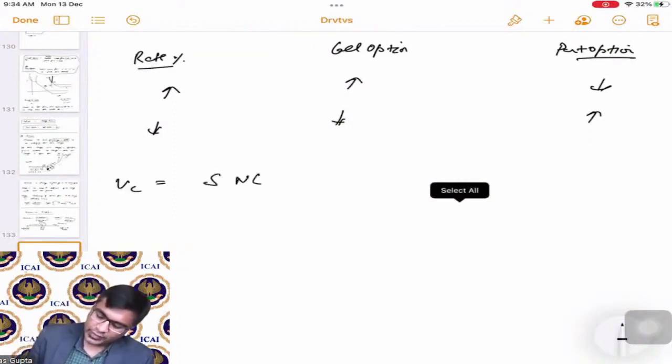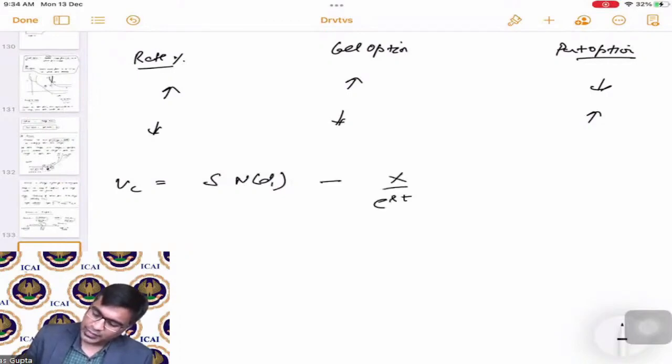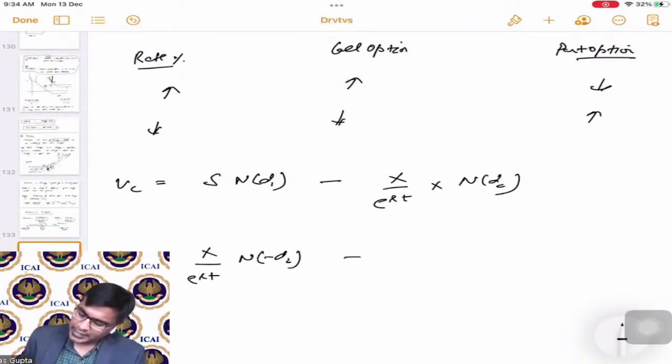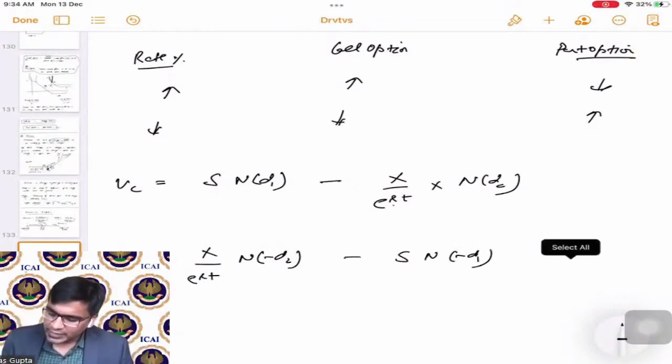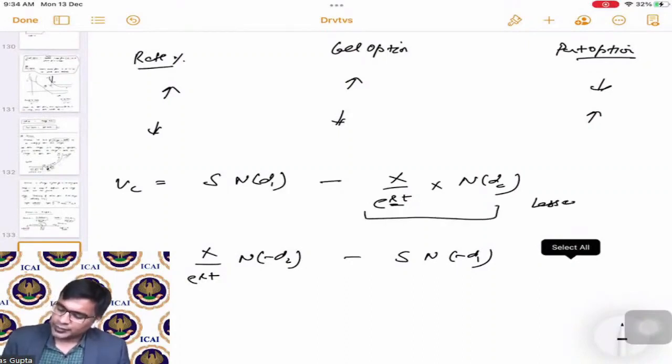So what it is, N(d1) minus X raised to the power e^(-rT) multiplied by N(d2). This is the value of call. Value of put was X divided by e^(rT) N(-d2) minus S N(-d1). This was the formula, correct? Now, if you see, r is placed here. Higher the r, higher will be the discounting and lesser will be this value. Lesser this value, higher will be the value of call option. Because lesser value will get reduced from the entire formula, correct?